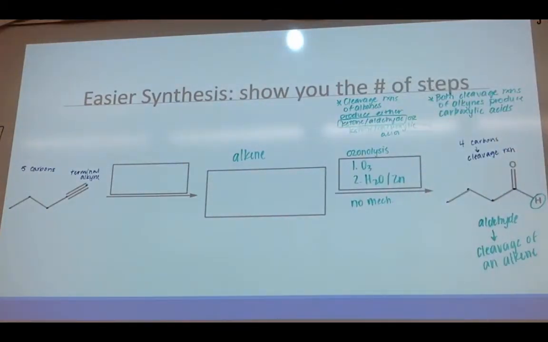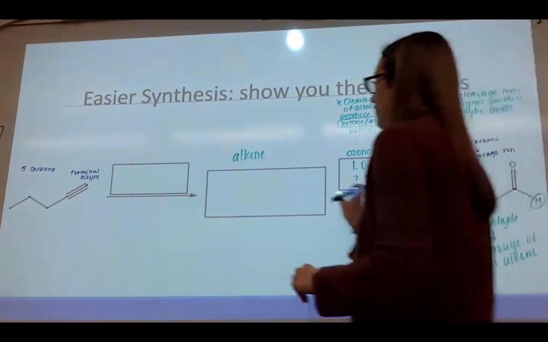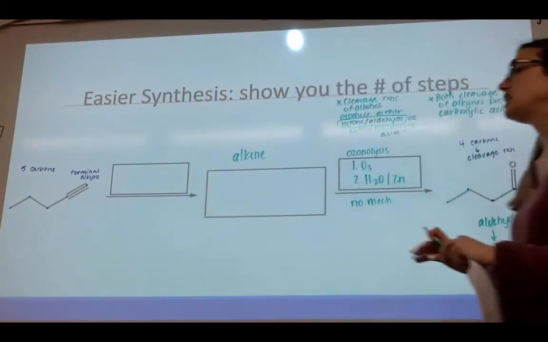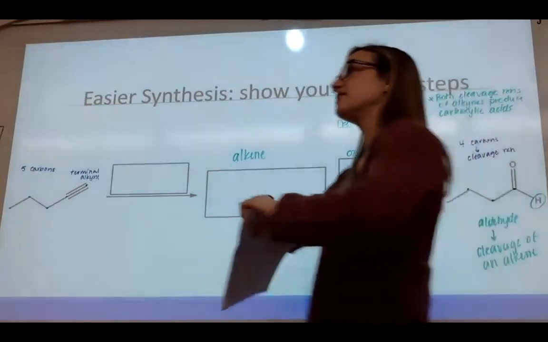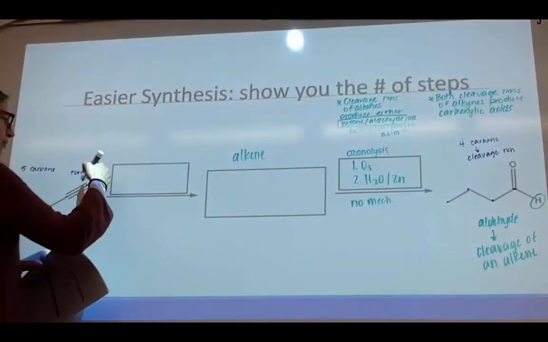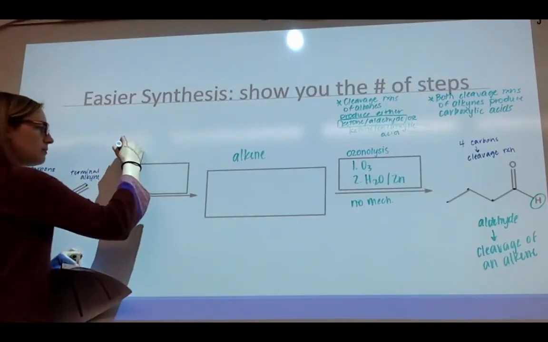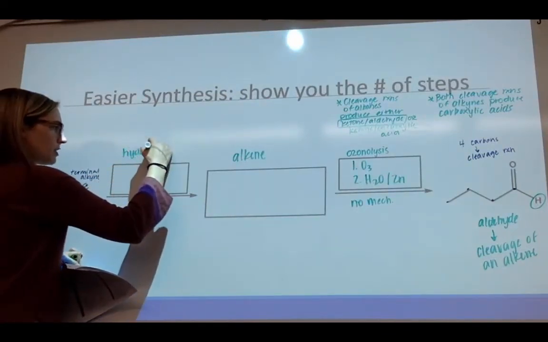Again, you don't have to know the mechanism. All you have to know is that that will cut that double bond essentially in half and add oxygen to both of those carbons. So now we have to get from an alkyne to an alkene. We'll worry about cutting it once we get to that alkene. This is where I said that hydrogenation becomes a very common step. If we want to get from an alkyne to an alkene, it will undergo hydrogenation.